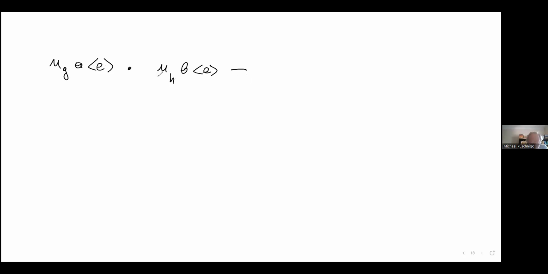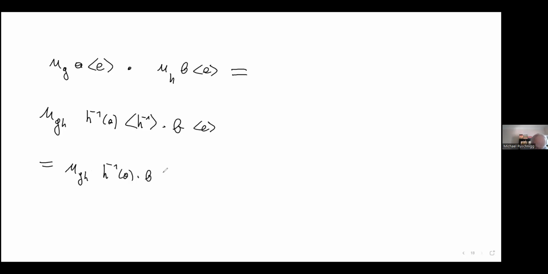I make the u_h pass here, so I have to act with h inverse. So this is u_gh times h inverse of a times h inverse of e, which is h inverse, times, so the h is again here, times b times e. And what is this? This is u_gh. Here they commute, those guys. This is h inverse of a times b times the product of h inverse and e. But it's the stupid product. So this is again e.